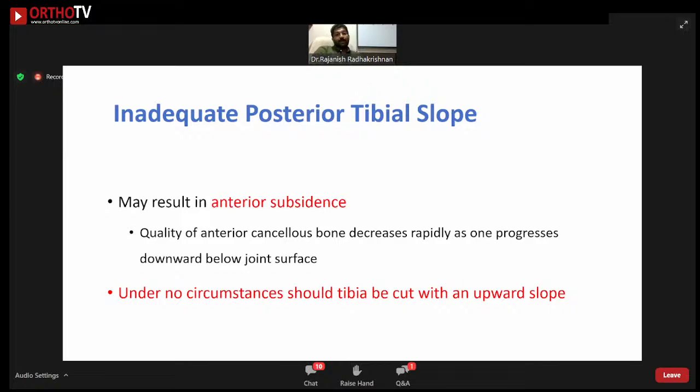What happens if you give inadequate posterior slope? That can result in an anterior subsidence, because the quality of the anterior cancellous bone decreases rapidly as one progresses downward below the joint line. Under no circumstances should the tibia be cut with an upward slope.